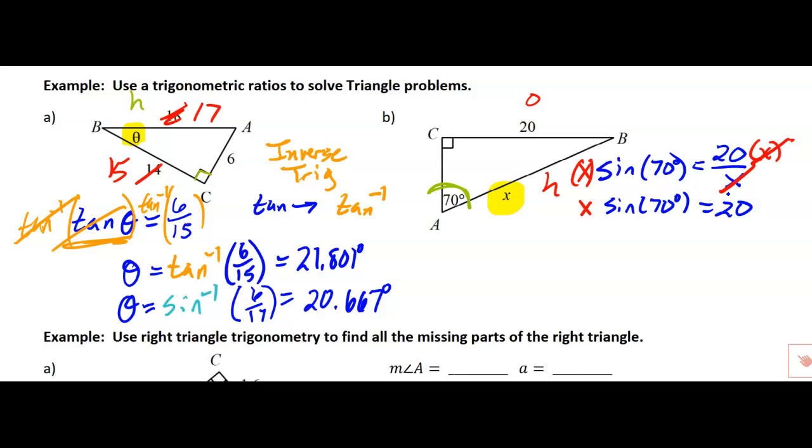Okay, I'm trying to get x by itself. What's the next thing I need to get out of there? What's next to x that I don't want next to x? Okay, yes, and be careful because that is all together. You can't just pull that. You cannot just divide out 70.